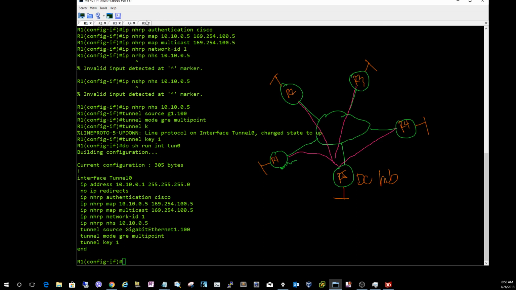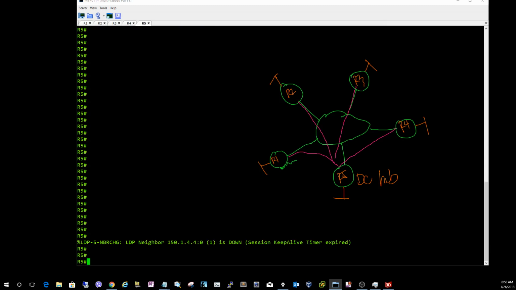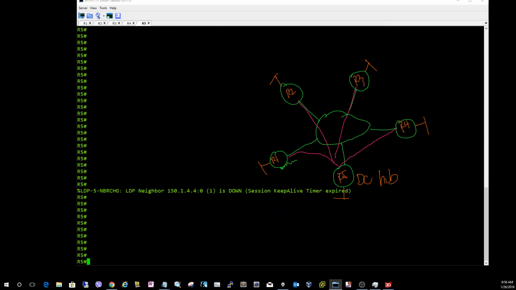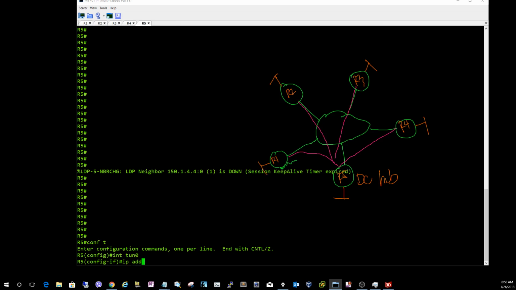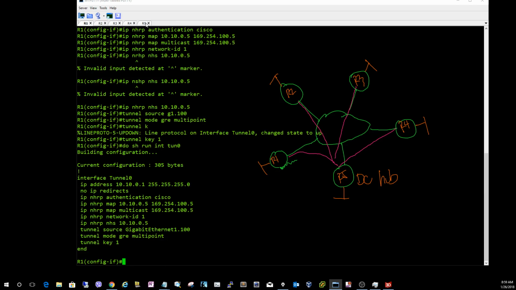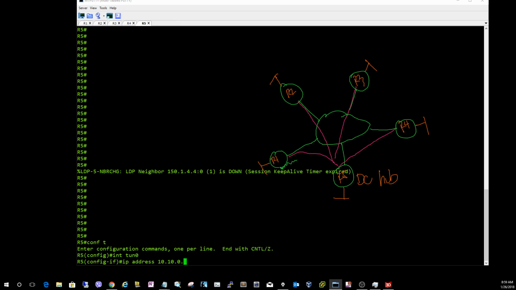Okay, now let's go to the spoke. Don't mind this because in the background I used to use this lab to create an MPLS network. Okay, so now let's get mGRE on this one right here. Let's complete my commands. I'm on the 10.10.0.5.